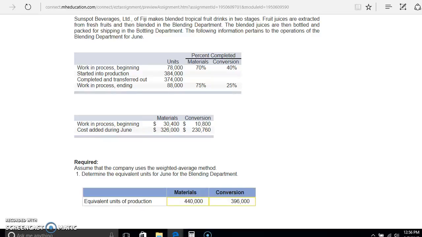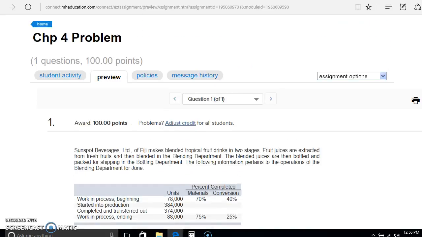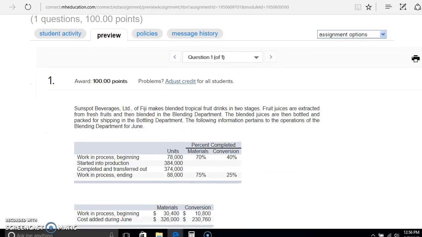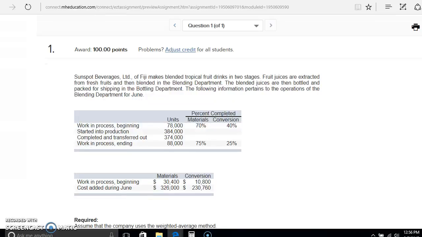Okay, so let's do a problem from chapter 4, and this is the one that you should have had, and we'll go ahead and go over it. So what we're doing is weighted average.